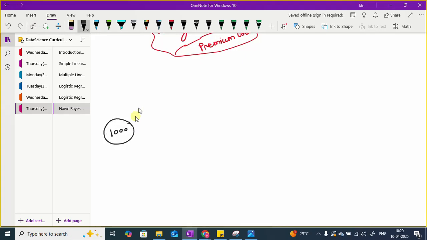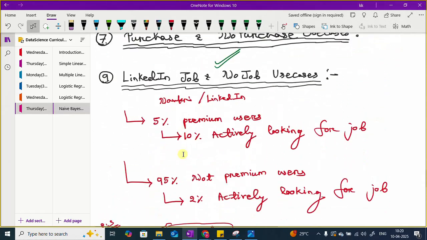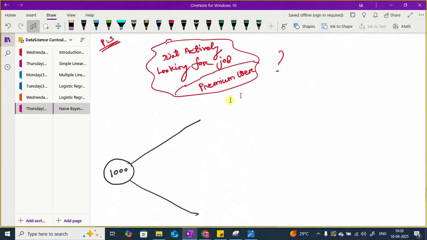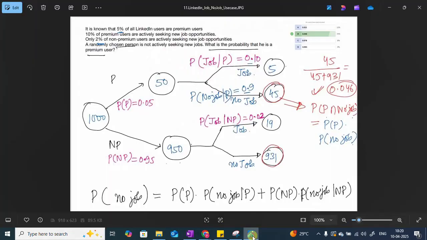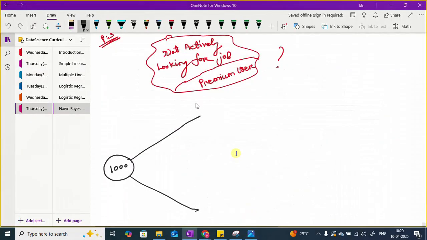Now, out of 1000, guys, what is it telling? Try to see. 5 percentage are premium users. Now tell me, 5 percentage of 1000, how much? Use your calculator and tell me. I should not tell you every time. You calculate 5 percentage of 1000, that is coming 50. That is the premium users.